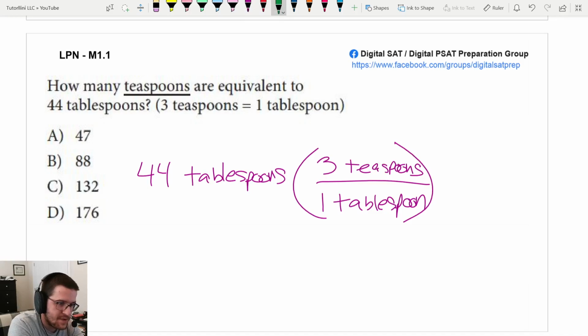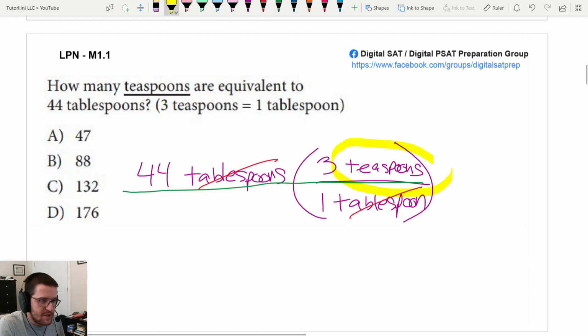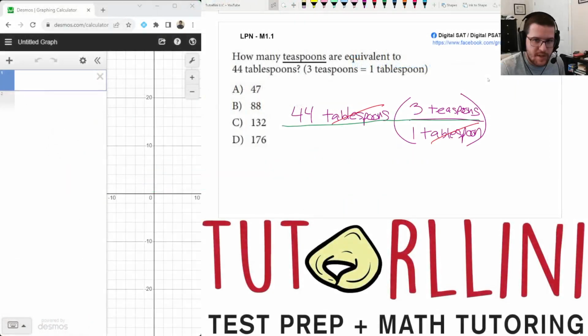And the reason I do this is so that tablespoons and tablespoon are on opposite sides of the division sign, so they cancel. So now if I do this on a calculator, I will be left with units of teaspoons, which is what we want. So that looks really good. I highly recommend, even if it's a really simple one, just whipping out Desmos and typing it in exactly as written, just so that we don't make a careless mistake.